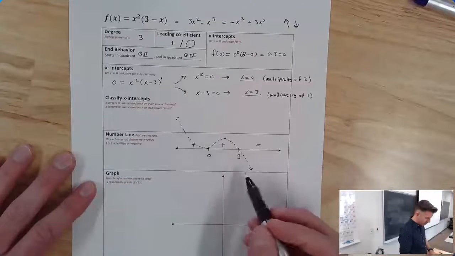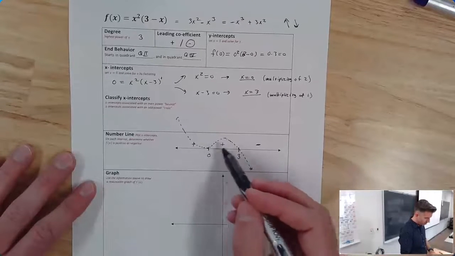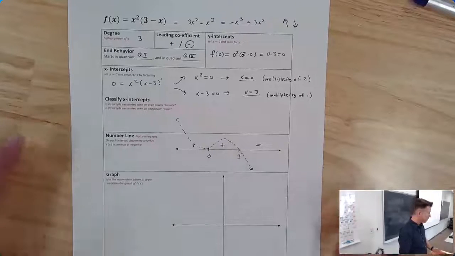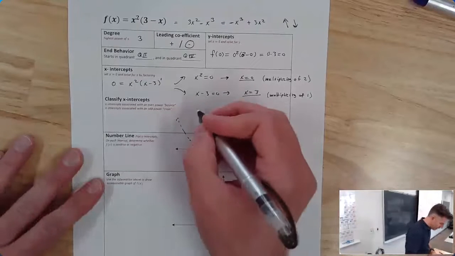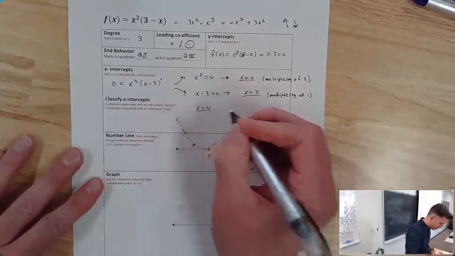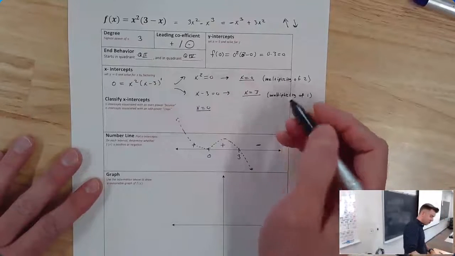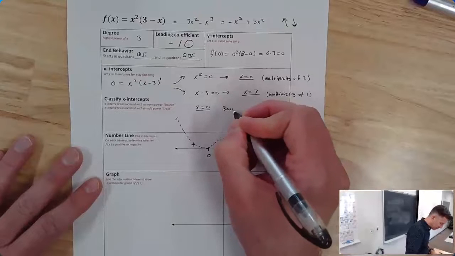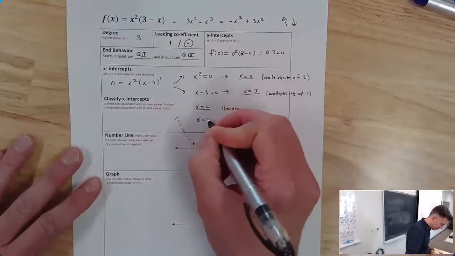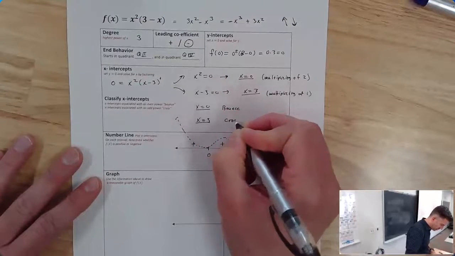It's bouncing. How about at 3? Are we bouncing off the x-axis or are we crossing through the x-axis? Crossing. So what's happening here is at x equals 0, which had a multiplicity of 2, we're going to bounce. And at x equals 3, we're going to cross.